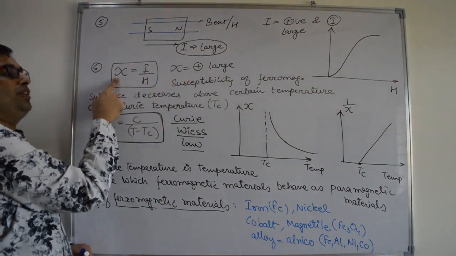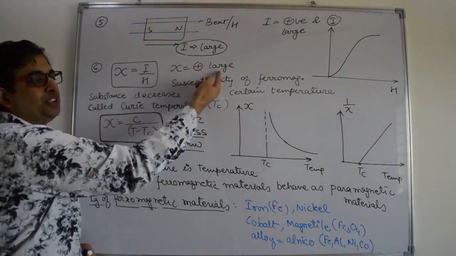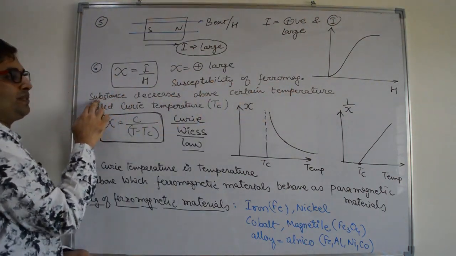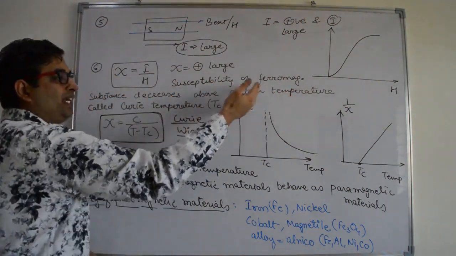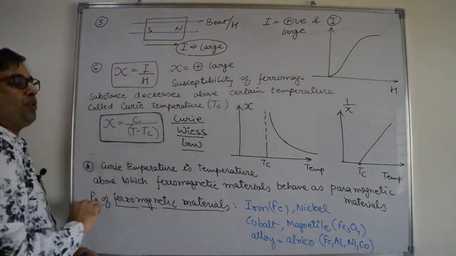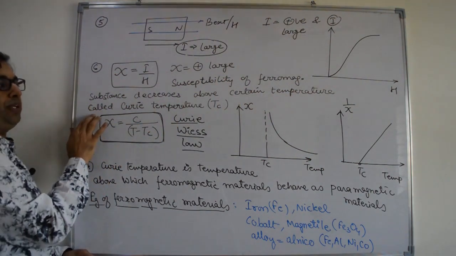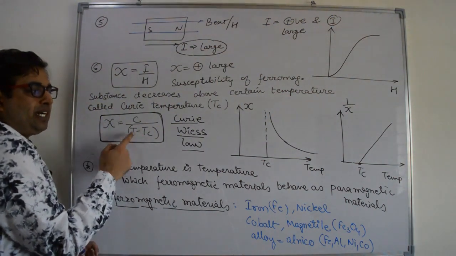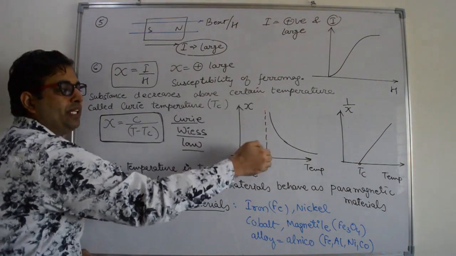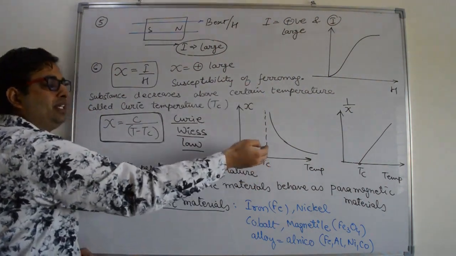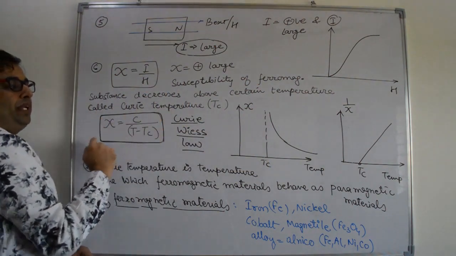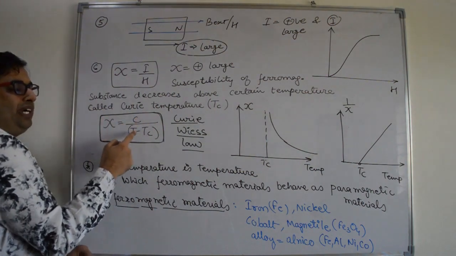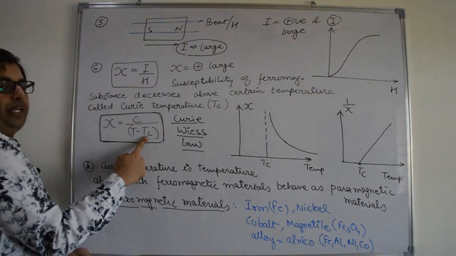So susceptibility is also having a large value as well as a positive sign. Susceptibility of a ferromagnetic substance decreases above a certain temperature. That temperature is called Curie temperature. Very, very important point. Susceptibility is inversely proportional to temperature, but after a certain temperature, known as Curie temperature, the relation is chi is equal to C divided by T minus Tc. This Tc is Curie temperature.